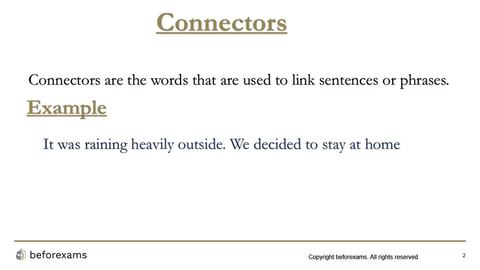A really good example of a connector is very easy. It was raining heavily outside. We decided to stay at home. So these are two different lines. With this information, I'm trying to convey that it was raining outside, so we decided that we'll be staying at home. We'll not be going outside, right? What we have done is we have conveyed it in two very simple sentences.